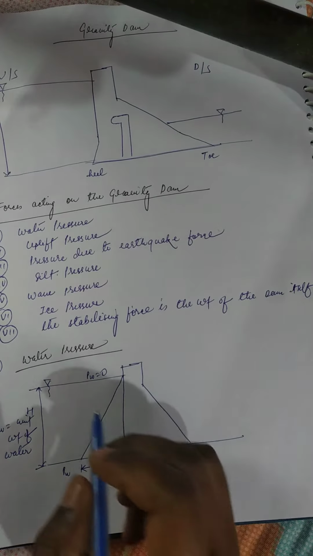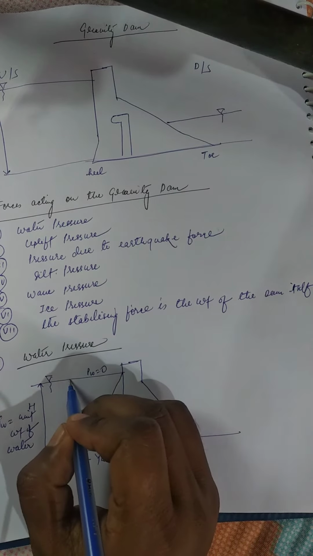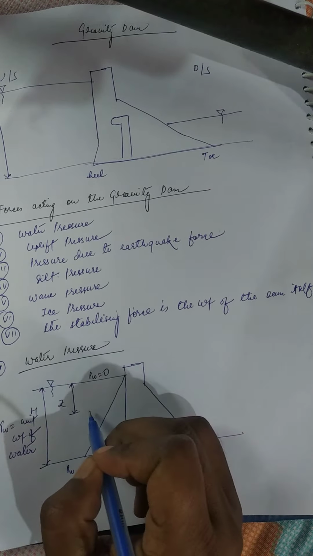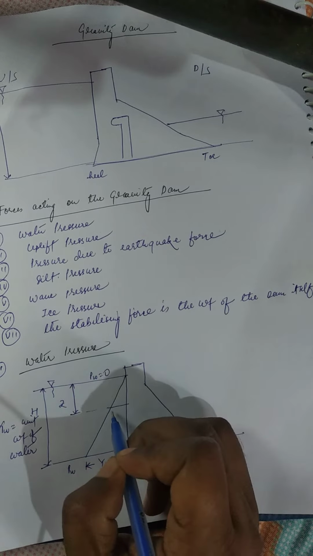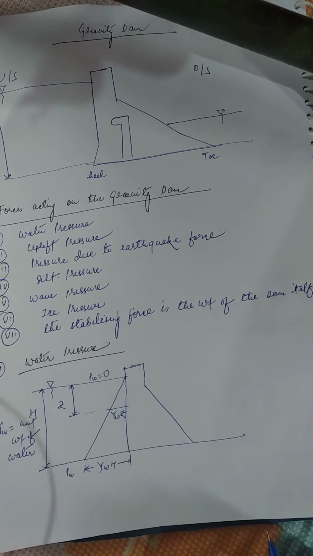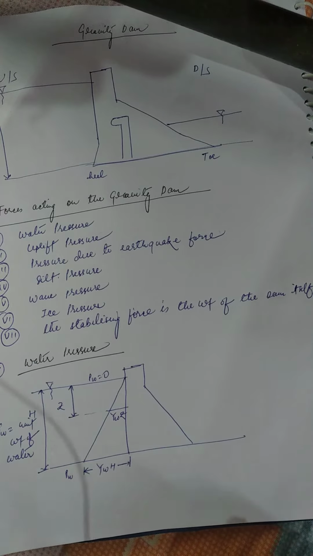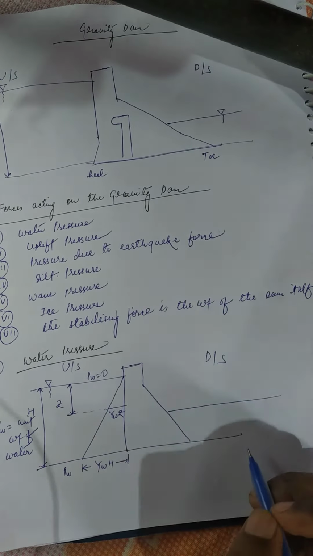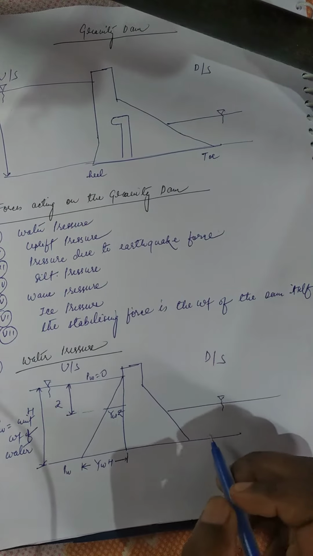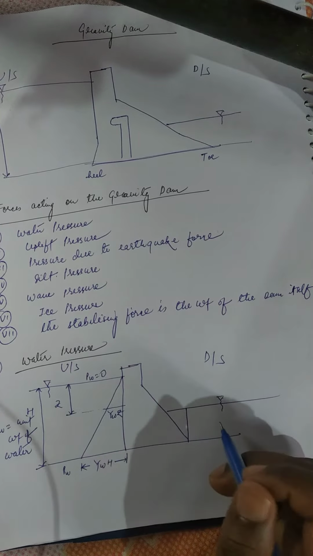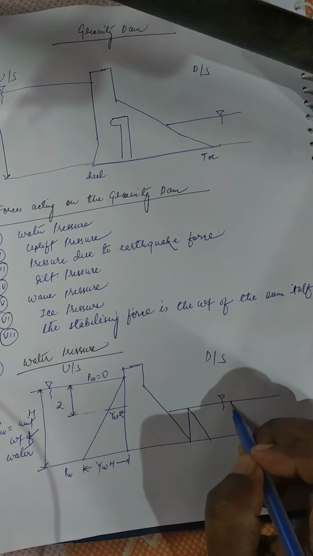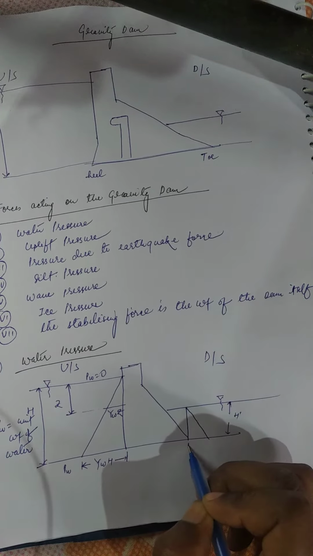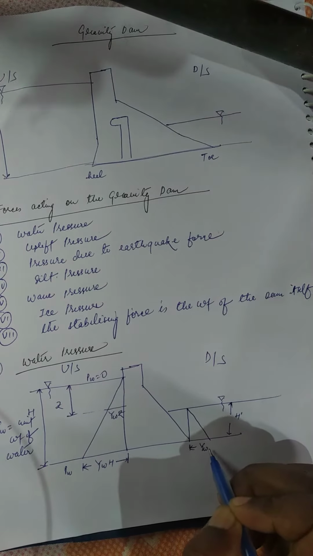If we take an arbitrary height, suppose this height is Z, therefore the pressure over here will be gamma W into Z. Likewise, if tailwater is present on the downstream side, this is upstream, this is downstream. Suppose water is present over here, and suppose this height is H dash, then at the bottom the pressure will be gamma W into H dash.